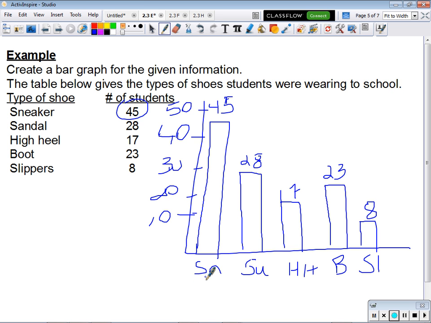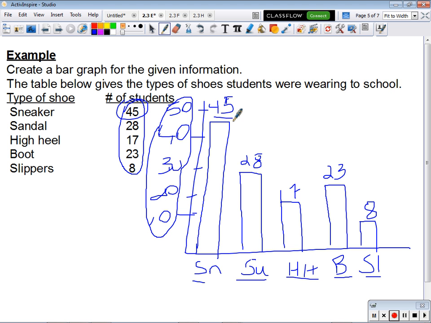So just note I have my categories on the bottom, and then I also have the frequency values up the side, and the height of each of the bars represents the values that are in the table over here. Notice that I've just put the numbers on top of each one of the bars. Always a good idea to do that. So that's just some different things with bar graphs.